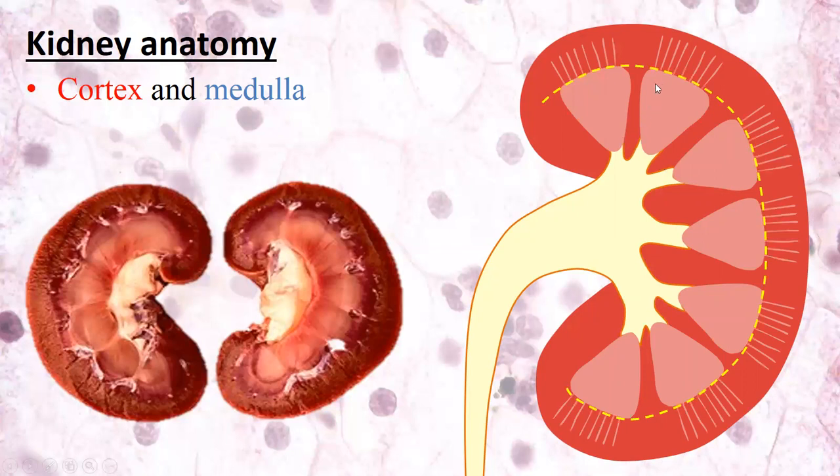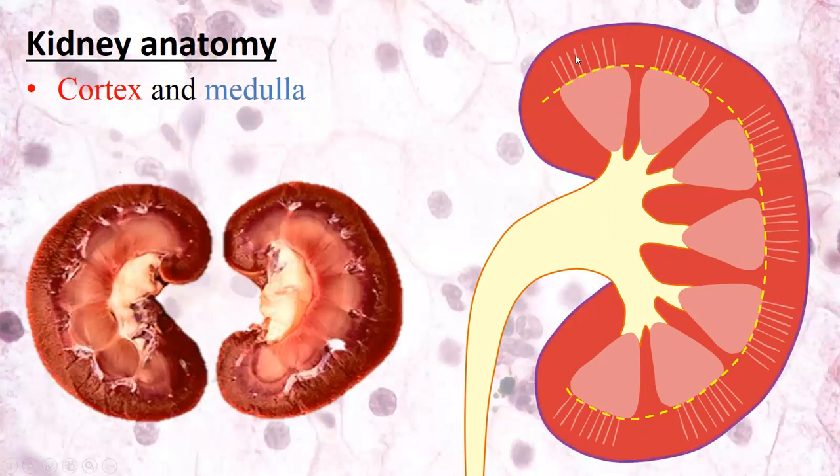And here we can see that medulla also enters in the cortex, and there are special extensions of medulla which enter in the cortex, and they are called medullary rays. They have shape alike the rays, and they enter in the cortex. So both cortex and medulla have structures which enter in each other. Cortex enters in the medulla as renal columns, and medulla enters in the cortex as medullary rays.